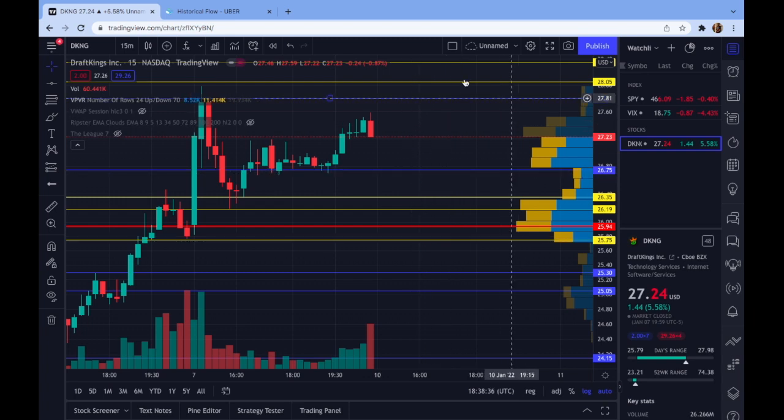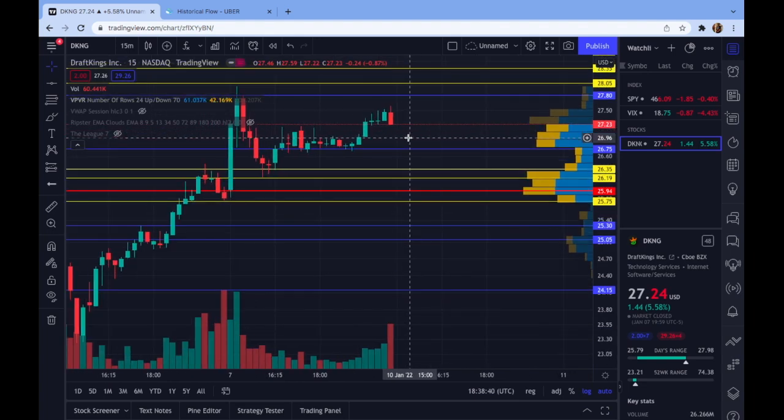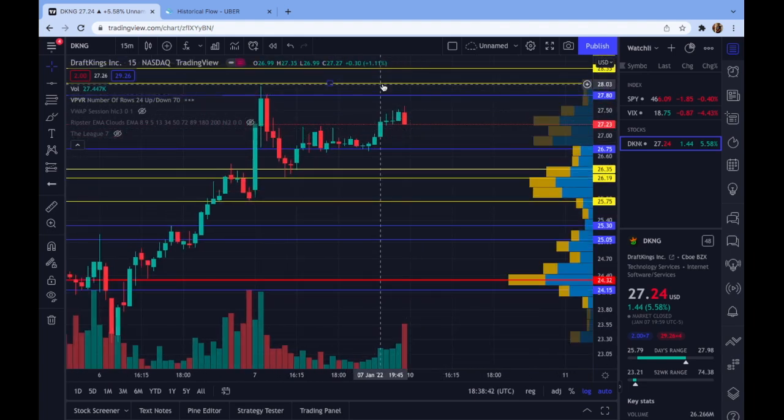If we get over this 27.8, I like the 28 call over that level, simply because we have this big resistance here at 28.05, over that 28.35, and we got a couple more resistances before we really get to that 30 level. So that's going to help us to lock in more profits than, say, a 30 call would.